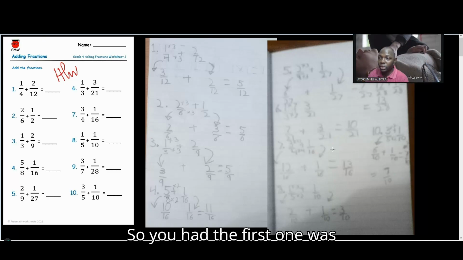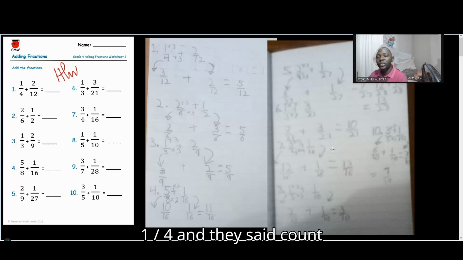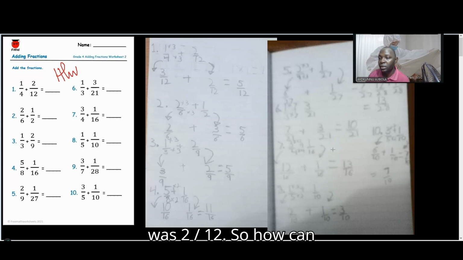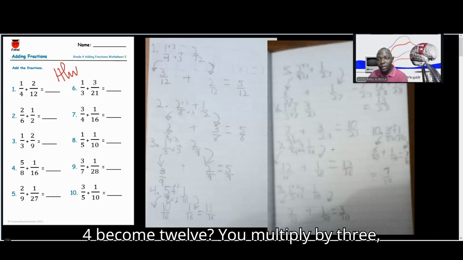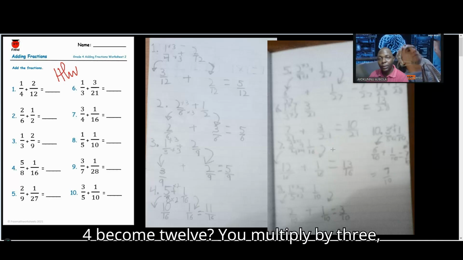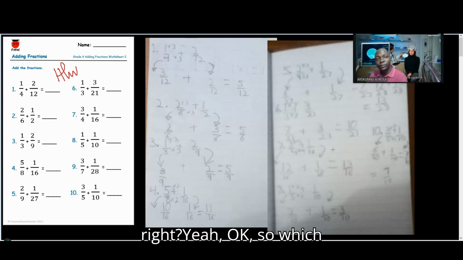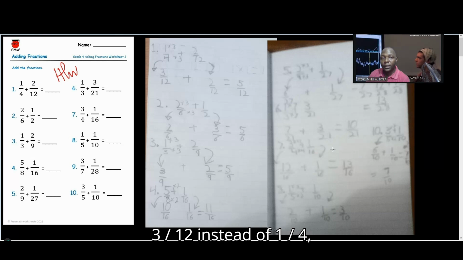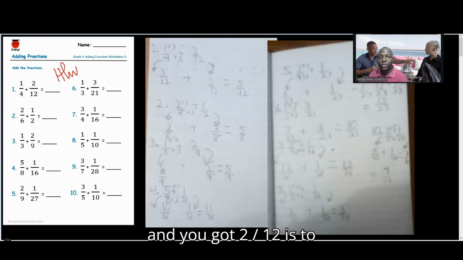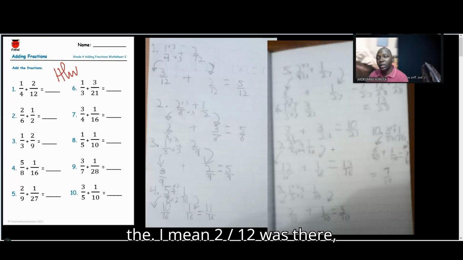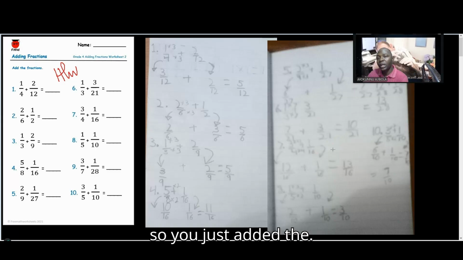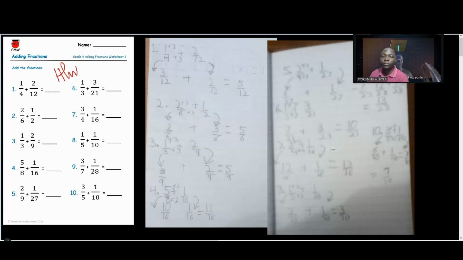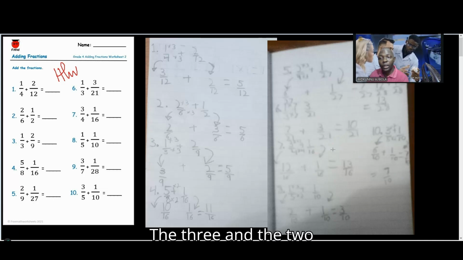The first one was 1 over 4, and the second was 2 over 12. So how can 4 become 12? You multiply by 3, right? Which is not a bad idea. So you got 3 over 12 instead of 1 over 4, and 2 over 12 was there. So you just added the 3 and the 2 to get 5, right?